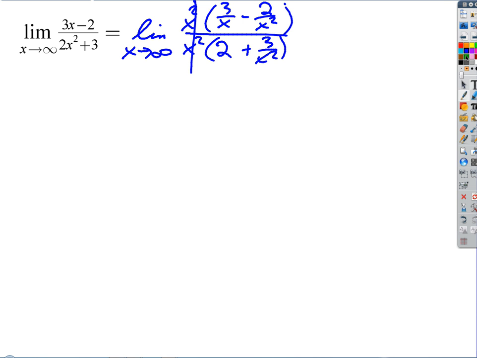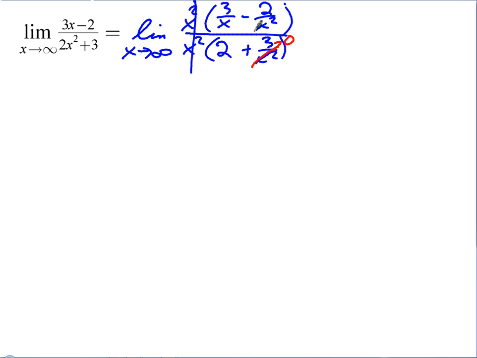And so now what? That term vanishes just like before. That term vanishes, but even that term vanishes, right? And so I just end up getting 0 over 2, which is 0.